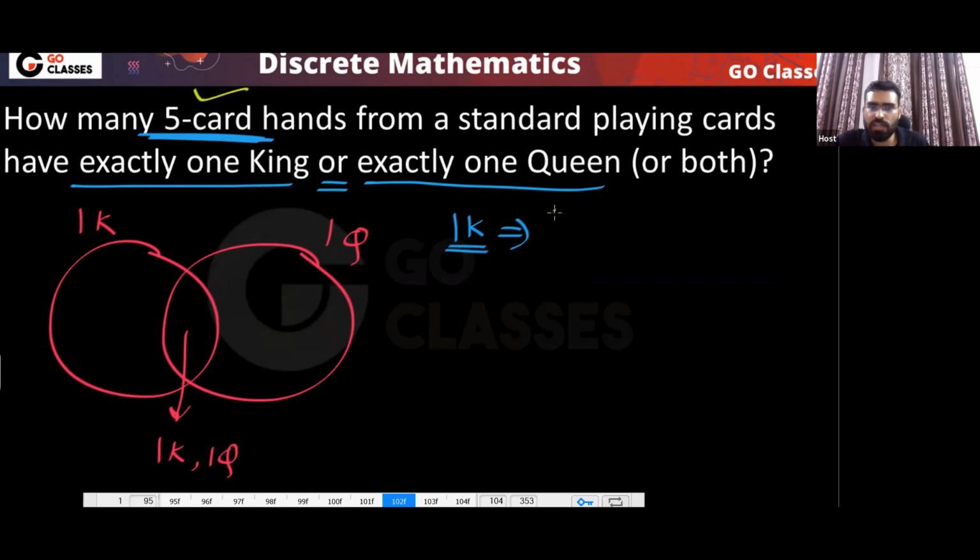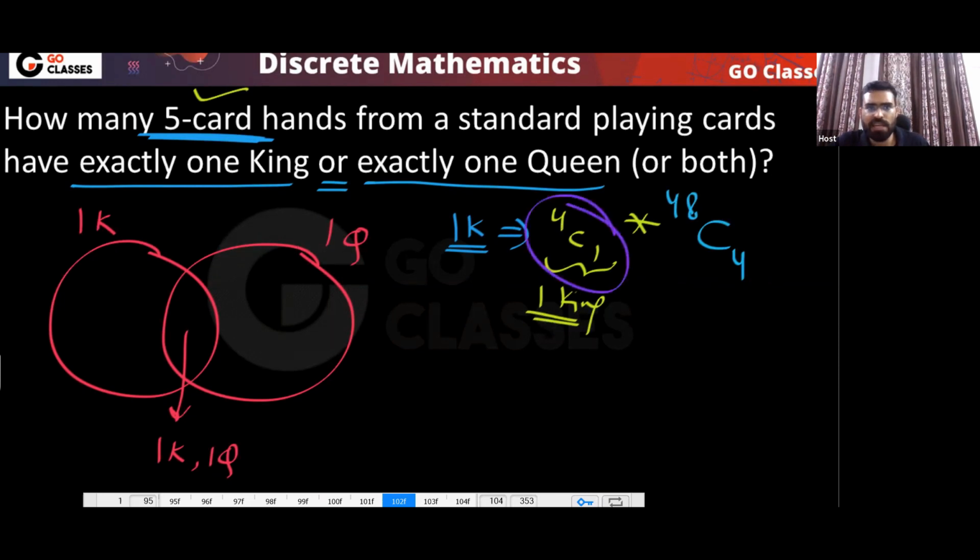With exactly 1 king, first you select 1 king. There are 4 kings, so select 1 king. This is for the king. Only exactly 1 king we want. So select 1 king, and the remaining 4 cards we want from 48, because we want exactly 1 king. We don't want any other king. So 1 king we are getting, then from the remaining we are getting 4 cards extra. So here we have no king.